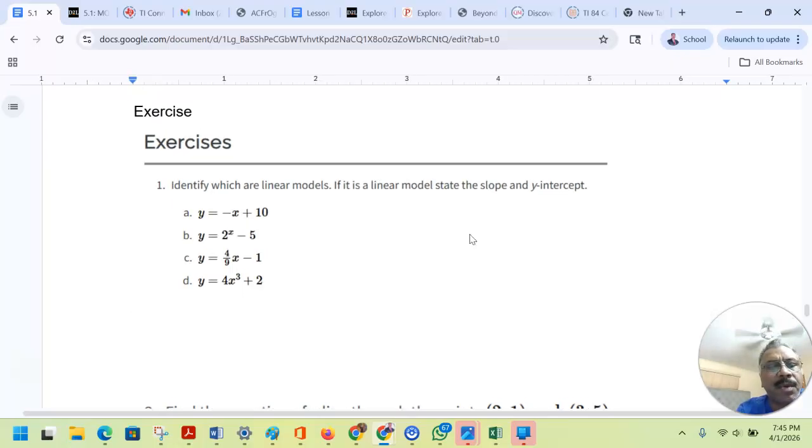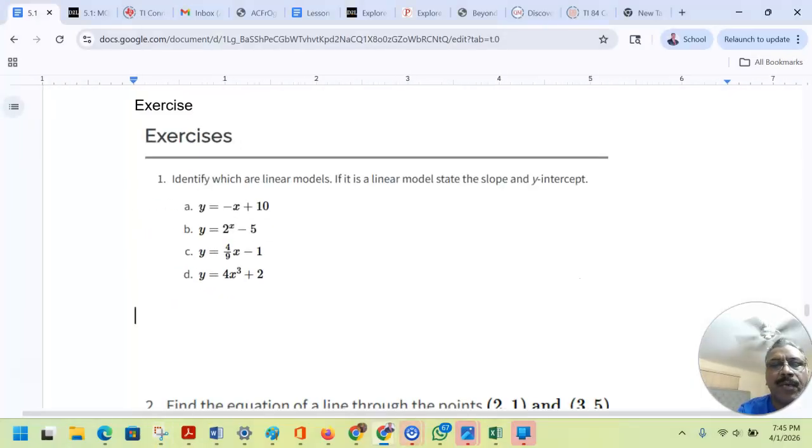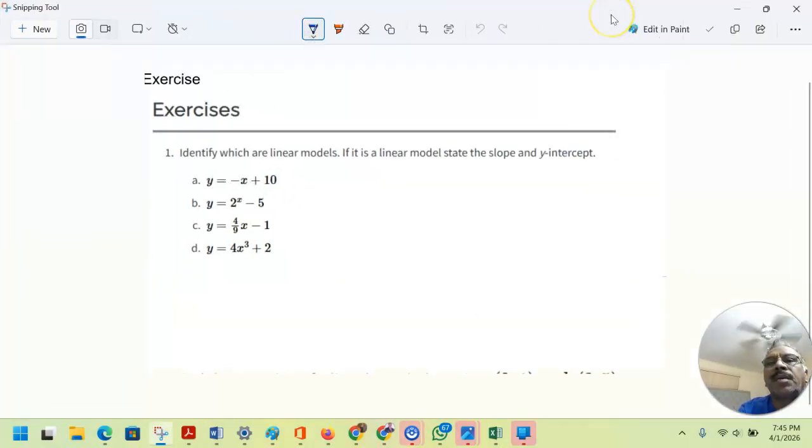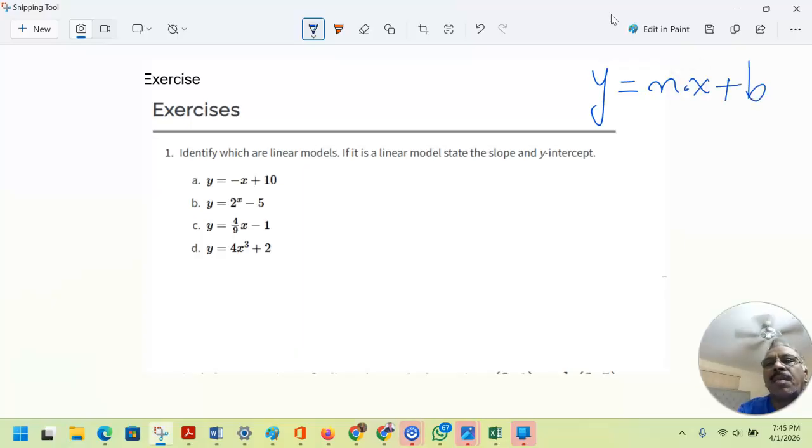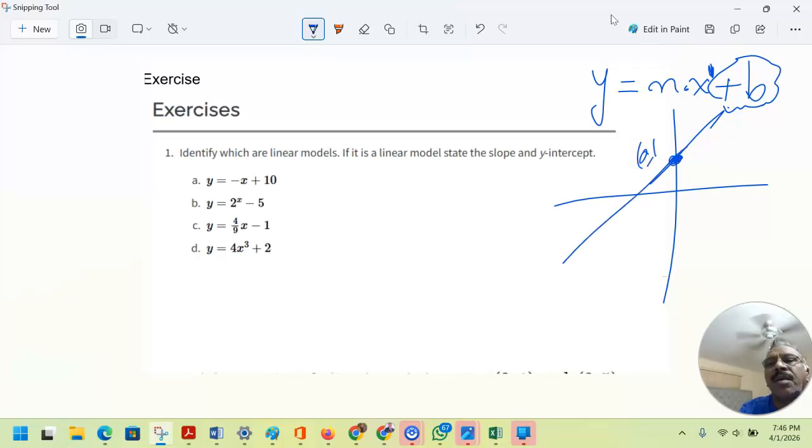So this whole video I'm going to walk through problems from 5.1, using linear equations, that is y equals mx plus b. Remember, these are linear. Linear basically means the degree is 1, the exponent of x is 1 here. This b is the y-intercept, where it crosses the y-axis, so that will be (0, b). And m is the slope, which is rise over run.